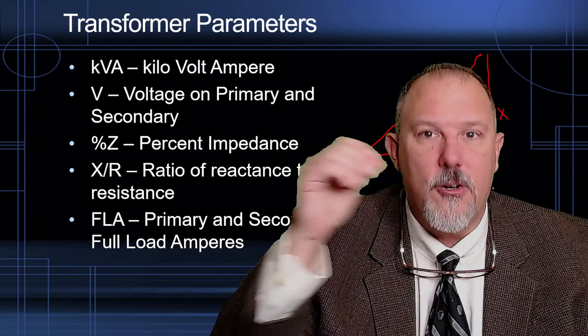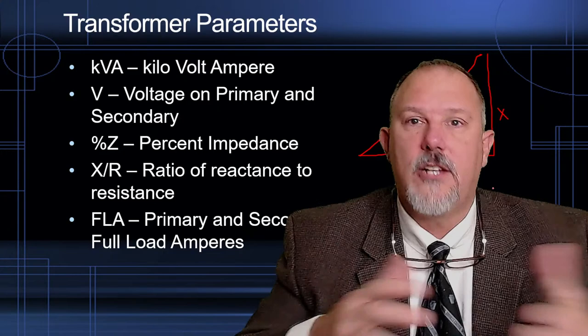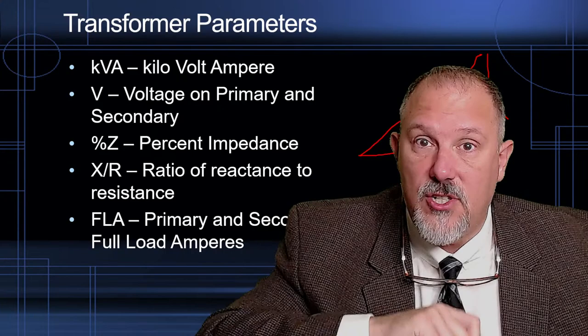Larger transformers will tell you what the X to R ratio is. And IEEE has documents that will tell you what the X to R ratio of a transformer is, so you know how much R and how much X to include in your calculations if you want to be accurate, so to speak.